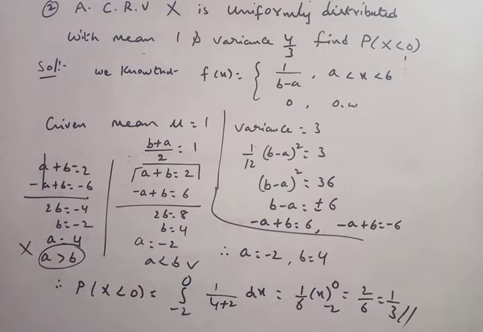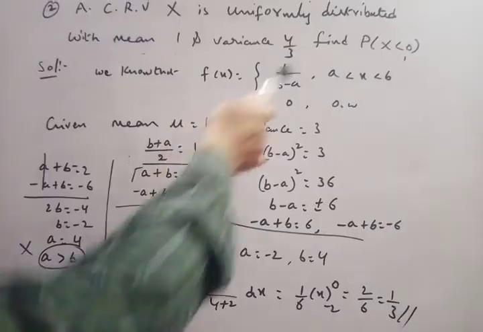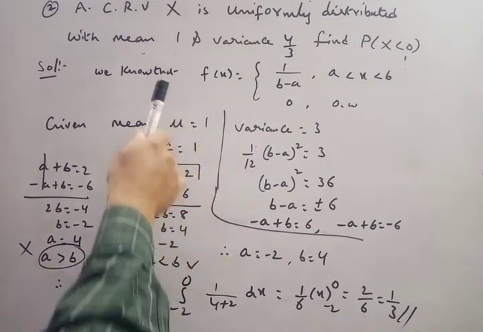Okay. Next problem, ma. A continuous random variable capital X is uniformly distributed with mean 1 and variance 4 by 3, he gave here. So in this case, what we have to do?